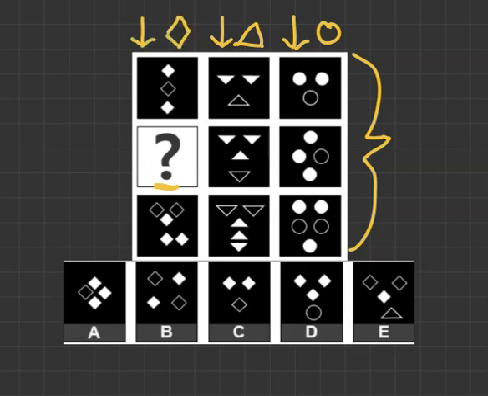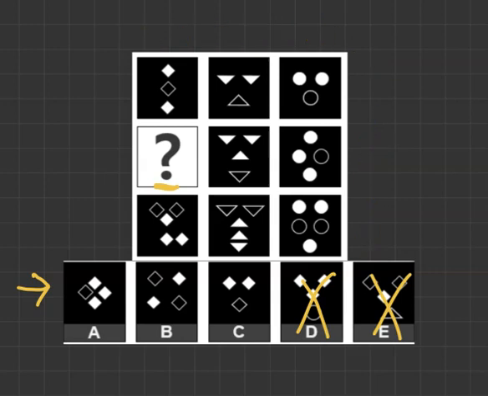So, given this information, we can now look at our answers at the bottom and remove any option which isn't entirely diamonds. So, D has a circle, so we can remove that. And E has a triangle, so we'll remove that. And now I'm going to move on to the rows and see if I can find patterns that way.